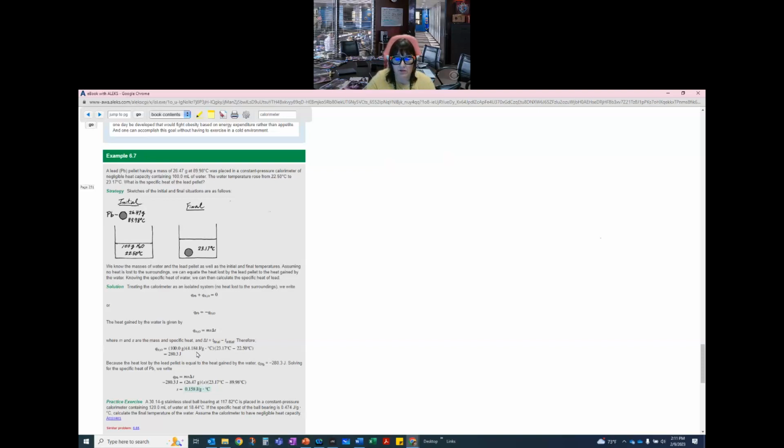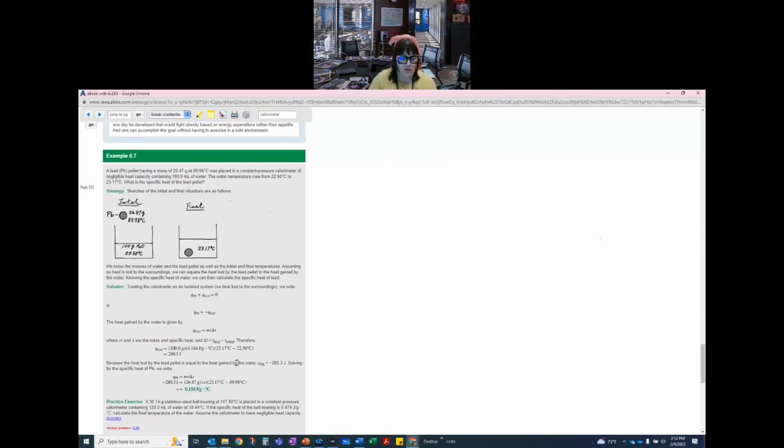This is our specific heat, and then our final is 23.17 degrees C, and our initial was 22.50. So that gives us a Q for the H2O of 280.3 joules. Notice that's in joules. Because the heat lost by the lead pellet is equal to the heat gained by the water, Q Pb is equal to negative 280.3.